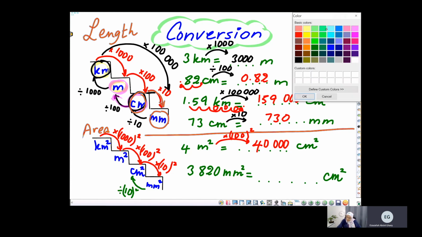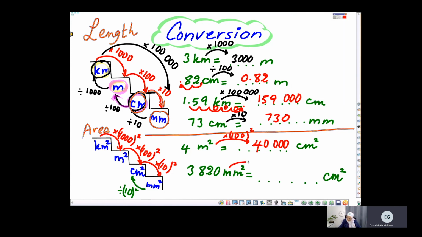When you divide by 10 but squared, the decimal point is moving to make the number smaller. Dividing makes the value smaller. So go backward 2 places, so it will be 38.2. We don't have to write this 0 because simply it's useless. Okay? Don't write this 0.